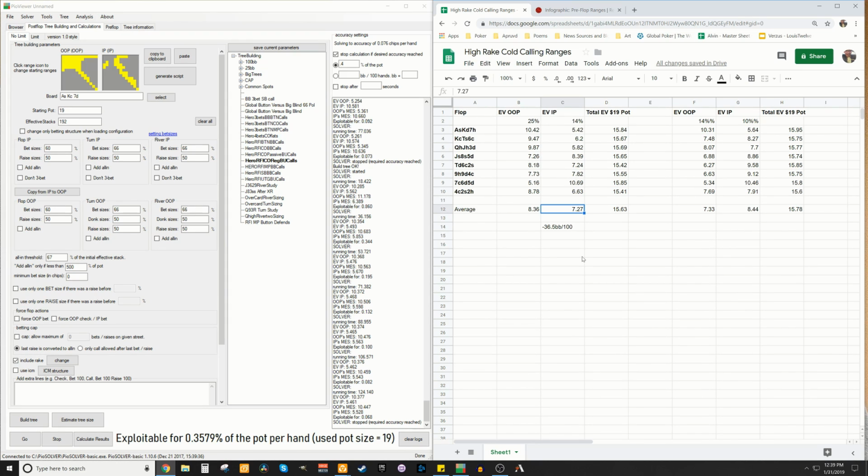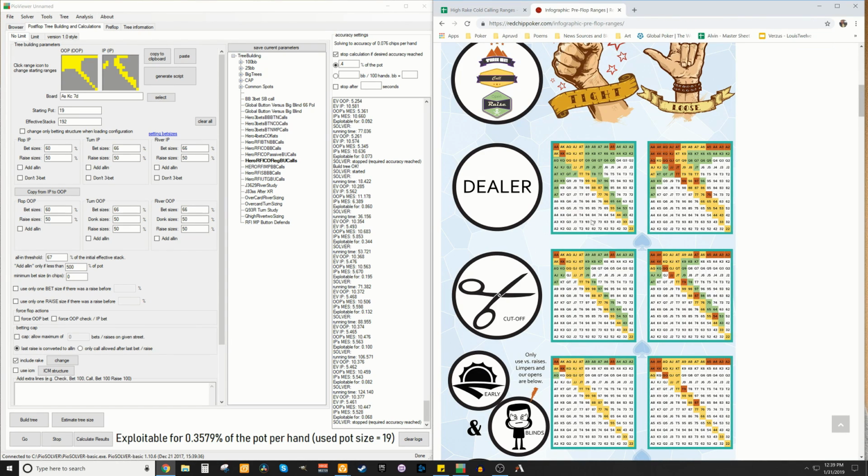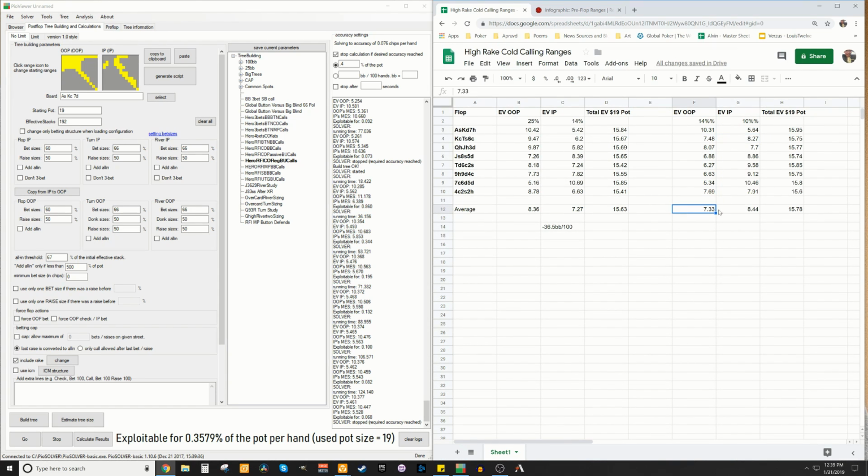Okay. So I did the same kind of solution for the tight ranges. As you can see in this infographic here, there's a tight and there's a loose player. So versus a tight player, you raise, and this is what the dealer should do. Okay. So if we look at these EVs, it seems that we are doing a little bit better, at least, right? The out-of-position player is now losing money across this selection of boards, and the in-position player is making money in position on these boards.